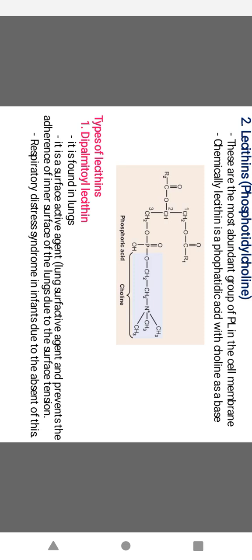The first one is dipalmitoyl lecithin. It is found in lungs. It is a surface active agent, also called lung surfactant, and it prevents the adherence of the inner surfaces of the lungs due to surface tension. So it prevents many diseases from dust and other infectious agents. So it acts as a surfactant. Respiratory distress syndrome in infants is due to the absence of this.